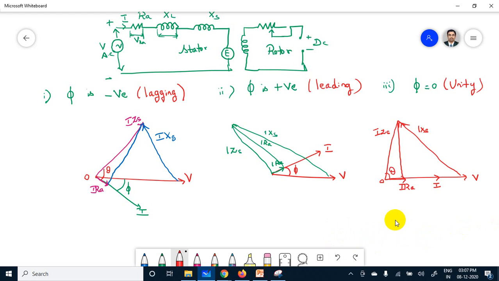So when lagging power factor, it will be called under excitation. When leading, it will be the over excitation concept. Okay, in terms of unity, critical excitation will take place. Any doubts?